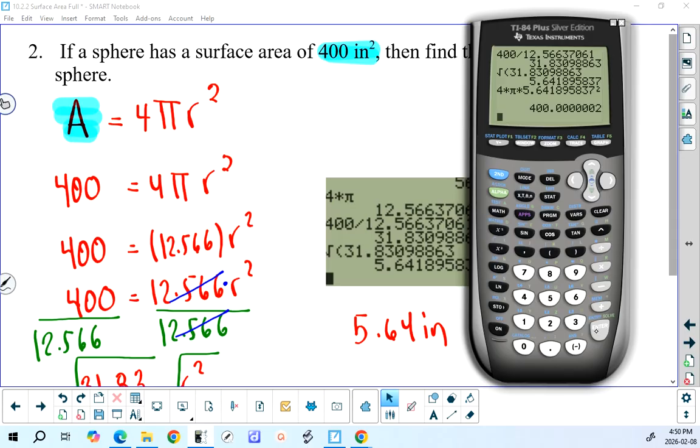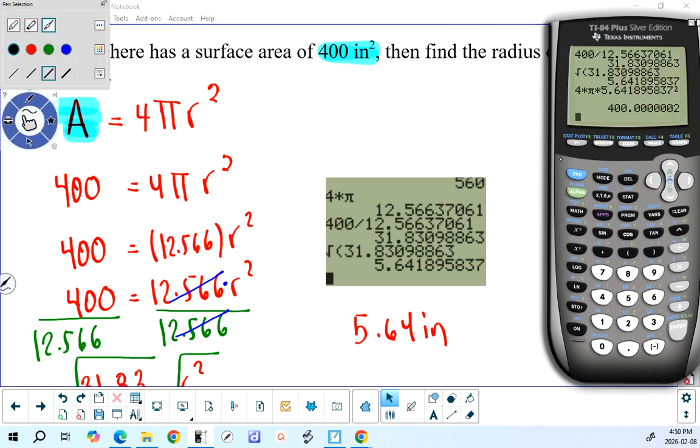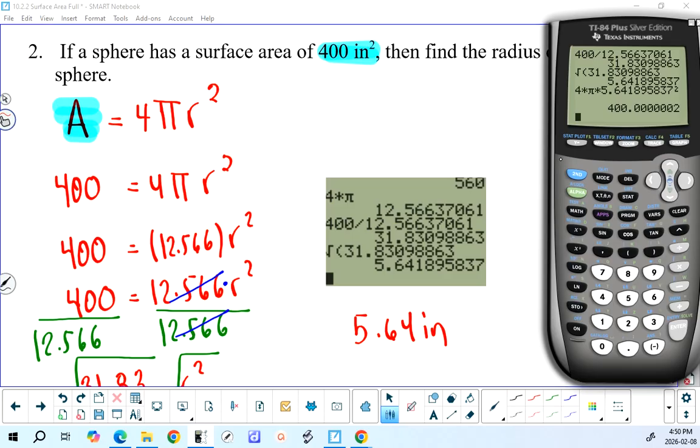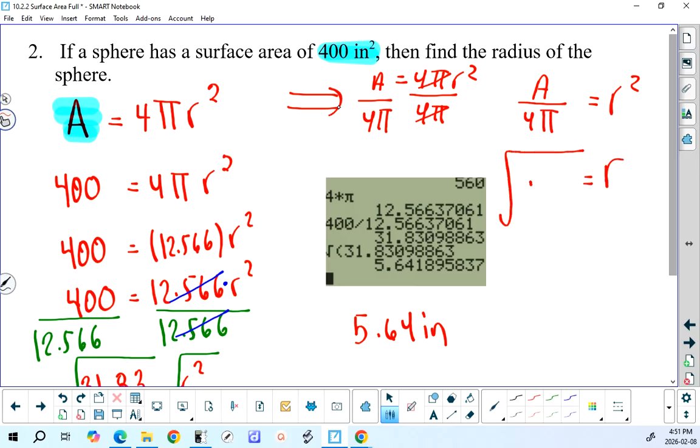Now, you could have, and I'm slowly going to introduce you to this idea, because eventually in, say, Math 20-1 or 20-2, you're going to need to know how to do this. If I take this formula of A equals 4 pi r squared, I can divide by 4 pi. These cancel, and I'm left with r squared equals A over 4 pi, which means r equals the square root of A over 4 pi.